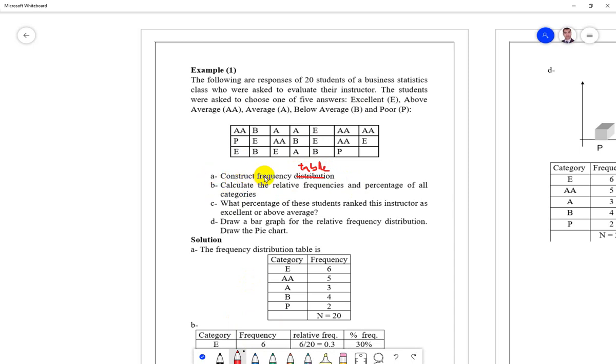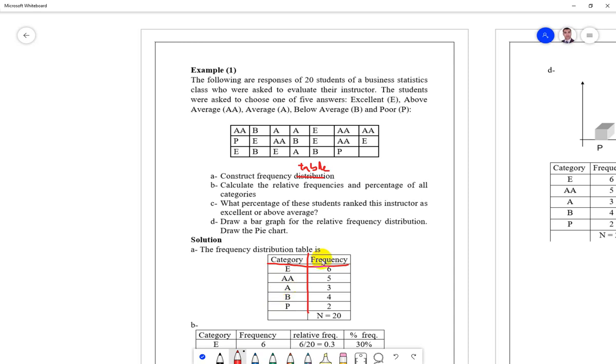So question 1, construct the frequency table. How can I construct the frequency table? Very simply, I will count for each level how many values we have. So now I have 5 levels, and we can put that in one table, the frequency table. You have the first column, the level or the category, I mean the values of the variable that I have. So now I have the highest level E, AA, A, B, and P.